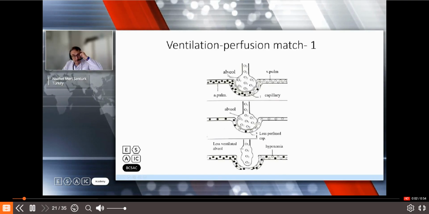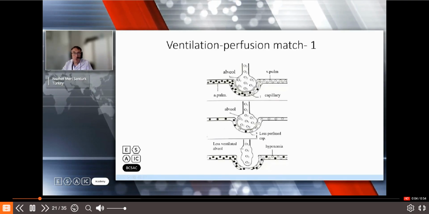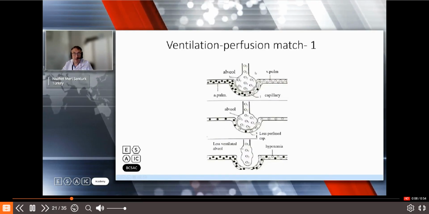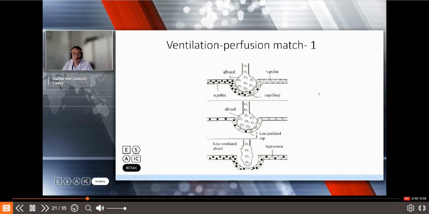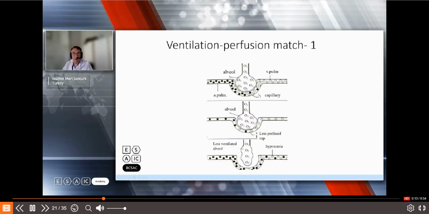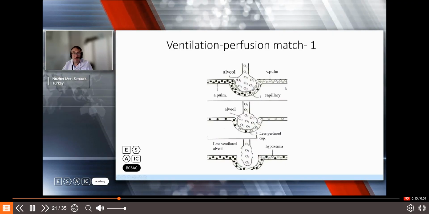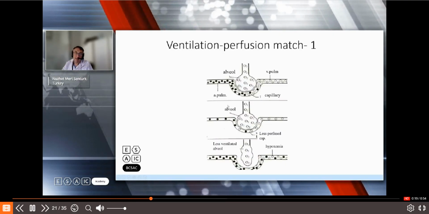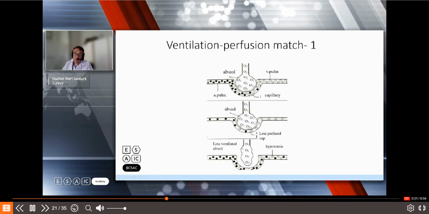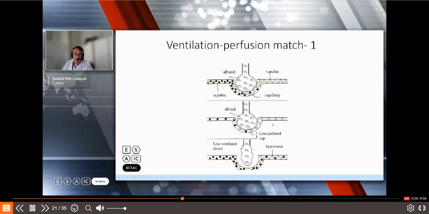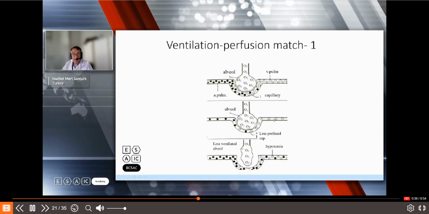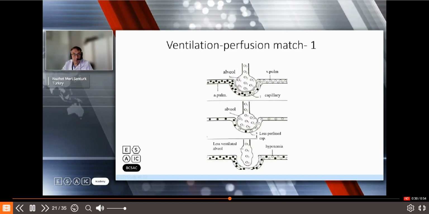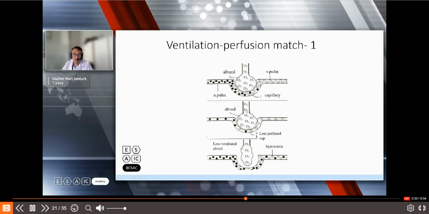The upper one that you see here is the normal match of the ventilation and perfusion. So this is the ideal case. We have a good ventilation, good perfusion, good diffusion, and all the hemoglobins here are saturated. That's good. Then we have the ventilation perfusion mismatch. Ventilation is good here, but the perfusion is bad, and therefore all the hemoglobins get saturated, but probably I wouldn't need so much oxygen here.